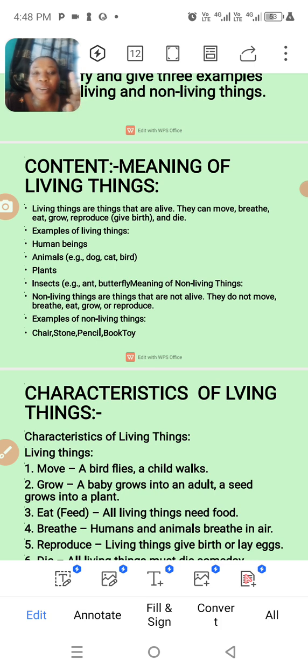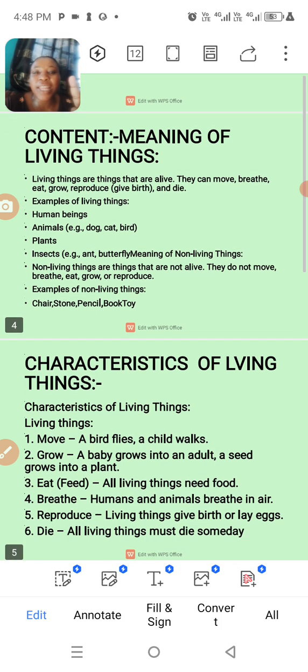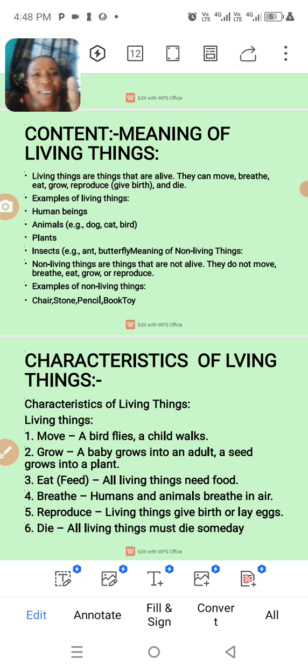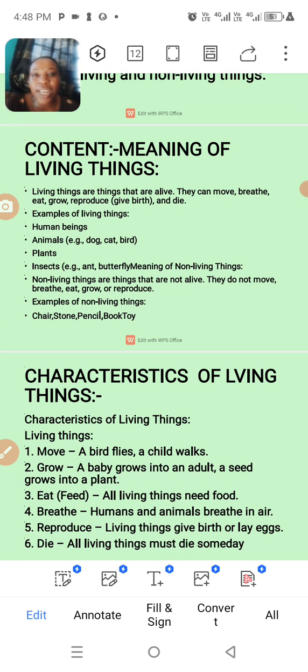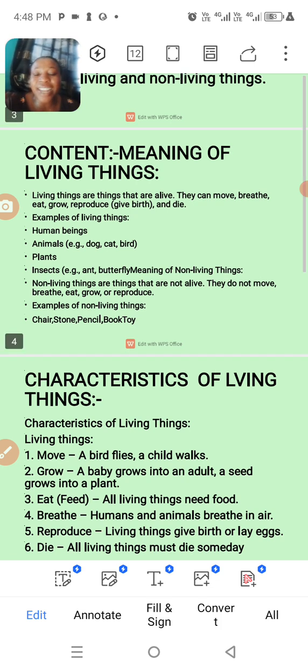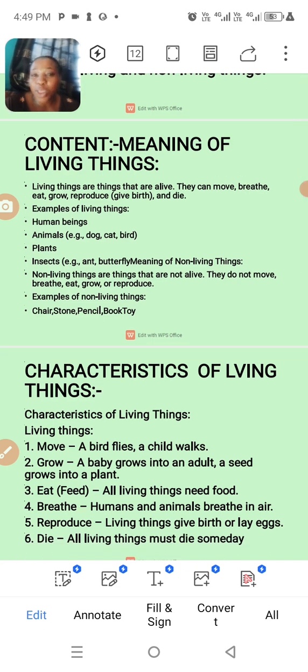Number two, example of living things are animals. Examples of animals are dog, goat, bird, cat. All these are what? Animals. And you know that animals move from one place to another. They breathe, they eat, they grow, they also reproduce, they give birth to their younger ones, and they also die.